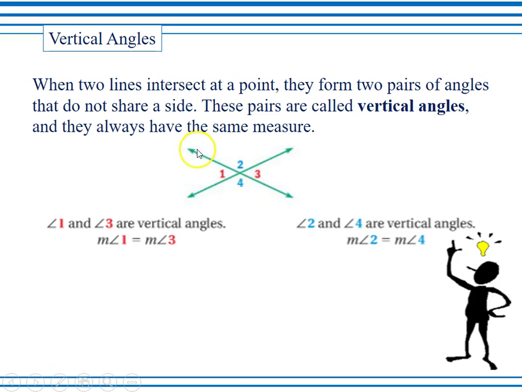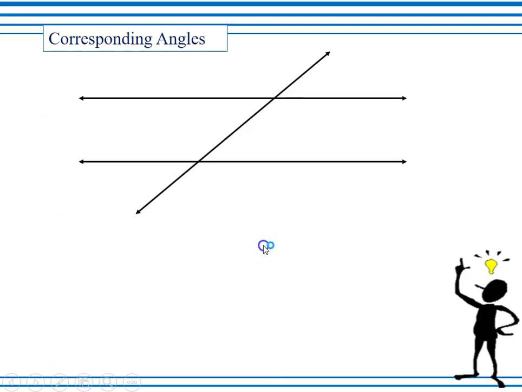This is a line, and this angle plus this angle make a supplementary angle. Here, this angle plus this angle make a supplementary angle. So again, the blue angles are the same measure. They're vertical angles or opposite angles, and angles 1 and 3 are vertical angles.